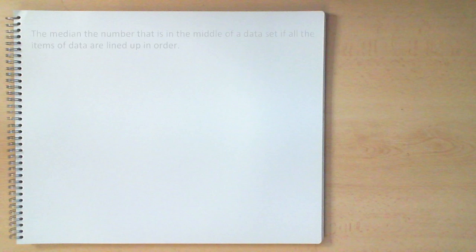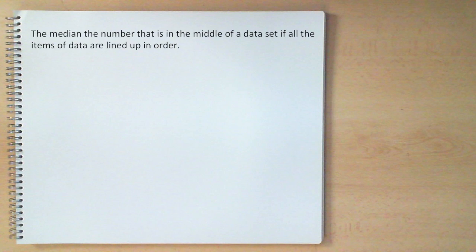There's a separate video that shows how to work out the mean from group data. We're just going to make sure that we understand how to use group data to work out the median and the mode. So the median is the number that's in the middle of a data set if they're lined up in ascending order, like a group of people standing in height order.